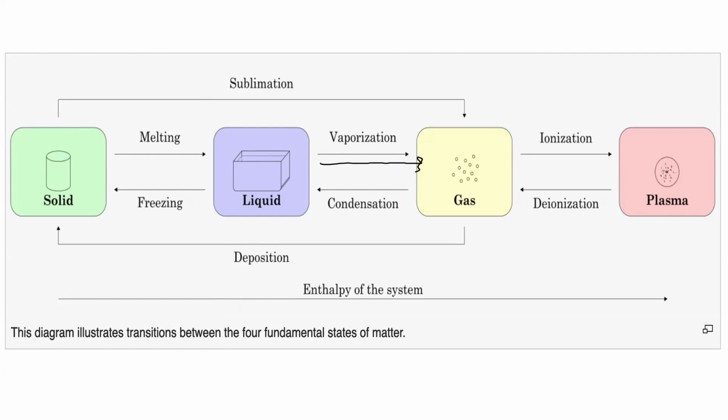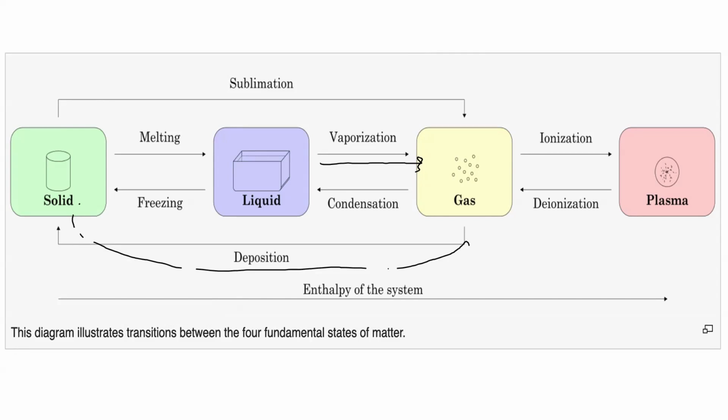And of course, the plasma to gas is deionization. And from gas to liquid is called condensation. And from liquid to solid is called freezing. And from gas to solid is called deposition. So generally, the enthalpy of the system usually increases from solid to plasma.